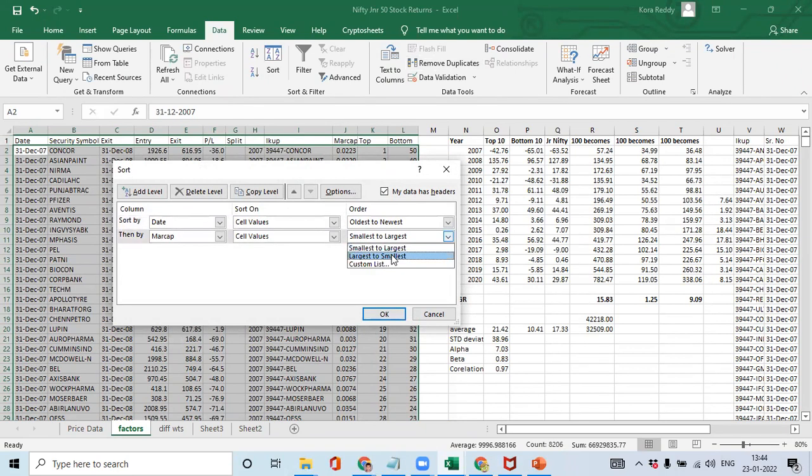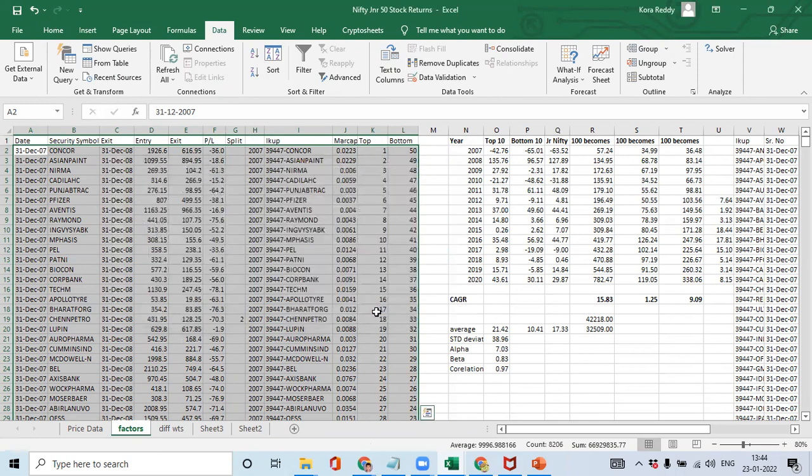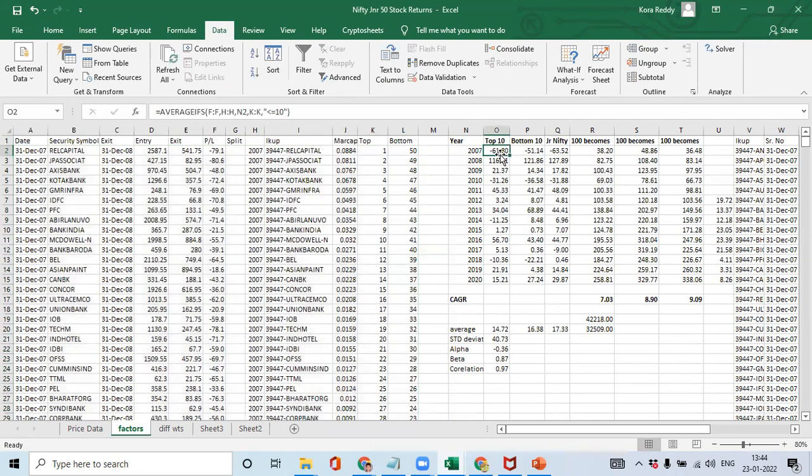Largest to smallest. Okay. So your 100 in top 10 has become, I think, this one. And your 100 in bottom 10 has become this much. And your 100 in junior Nifty has become this much. And this is up to 2020. 2021 data you can patch up. I think it's already there.